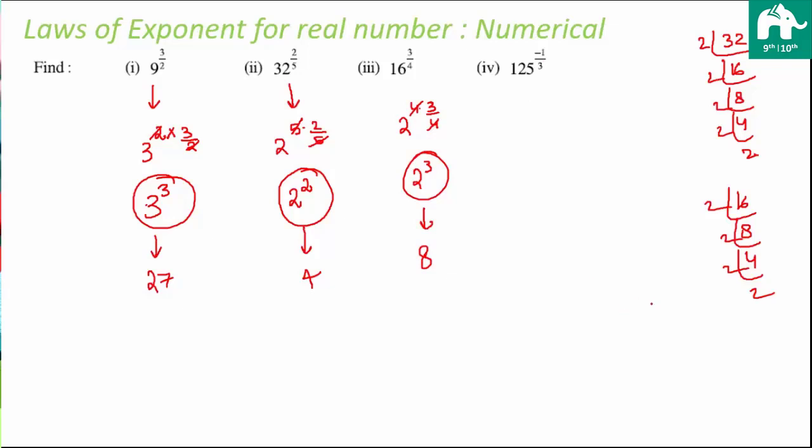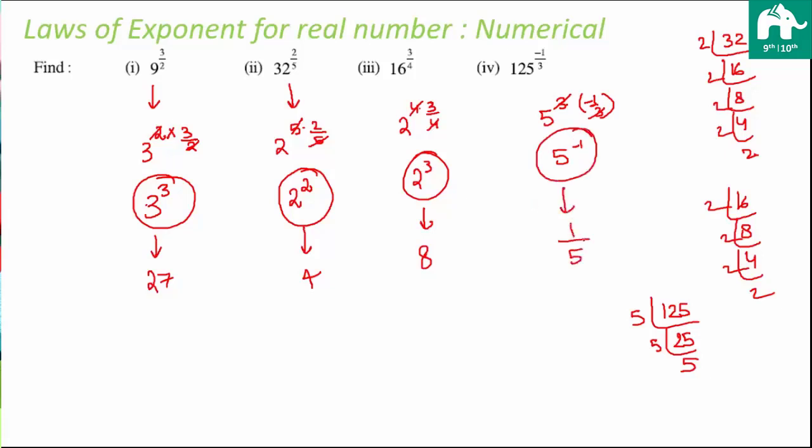125 to the power minus 1 by 3. So what is 125? 5 into 25, 5 into 5. So 5 to the power 3 multiplied by minus 1 by 3. So 3 will get cancelled. This is 5 to the power minus 1, which is equal to 1 by 5.